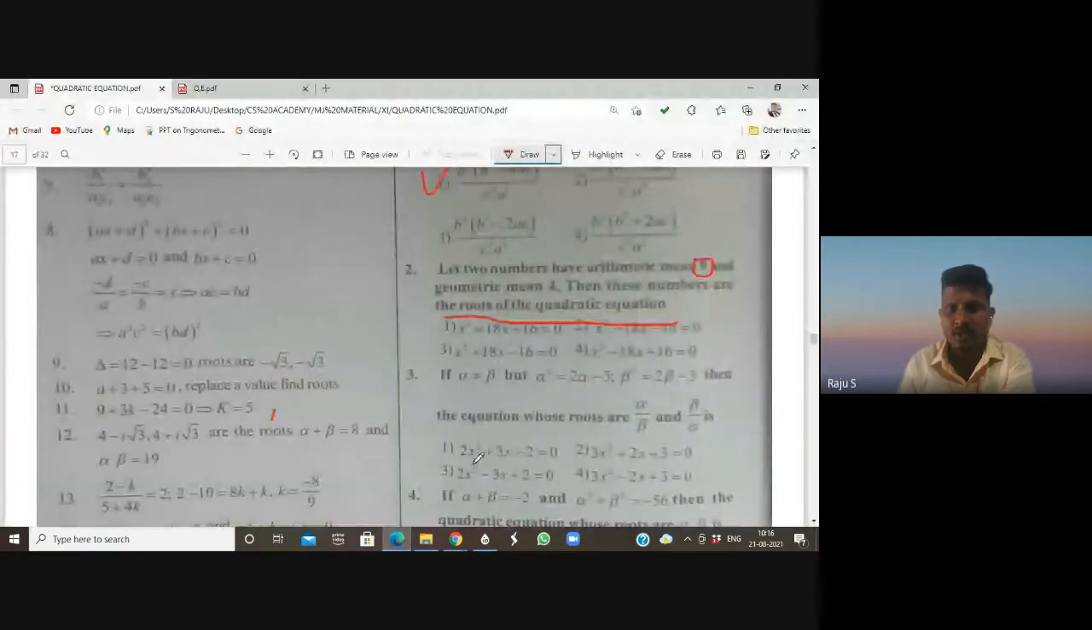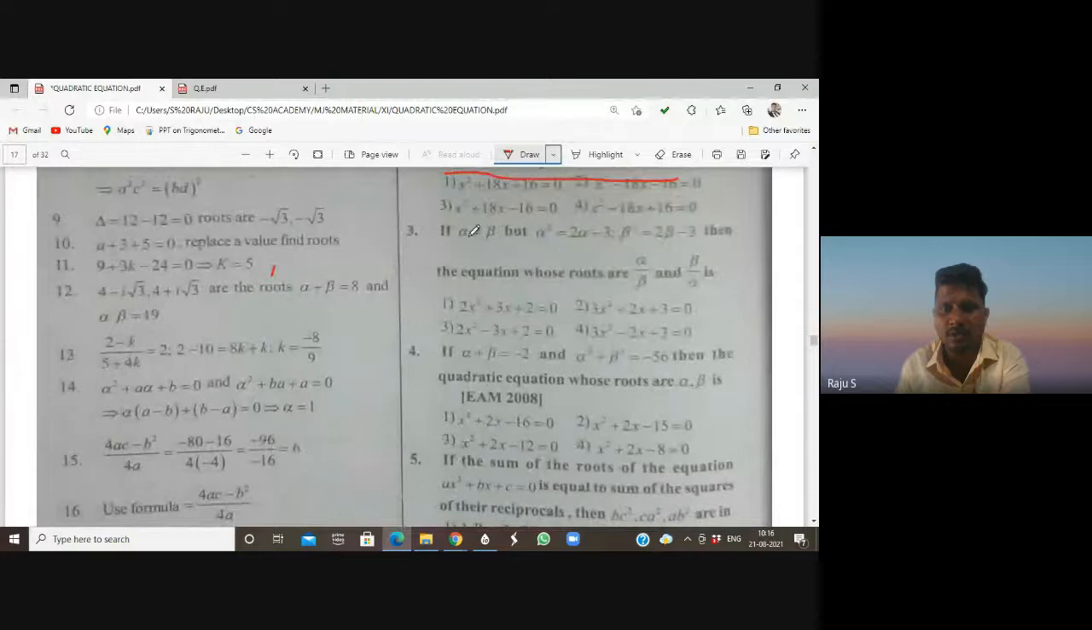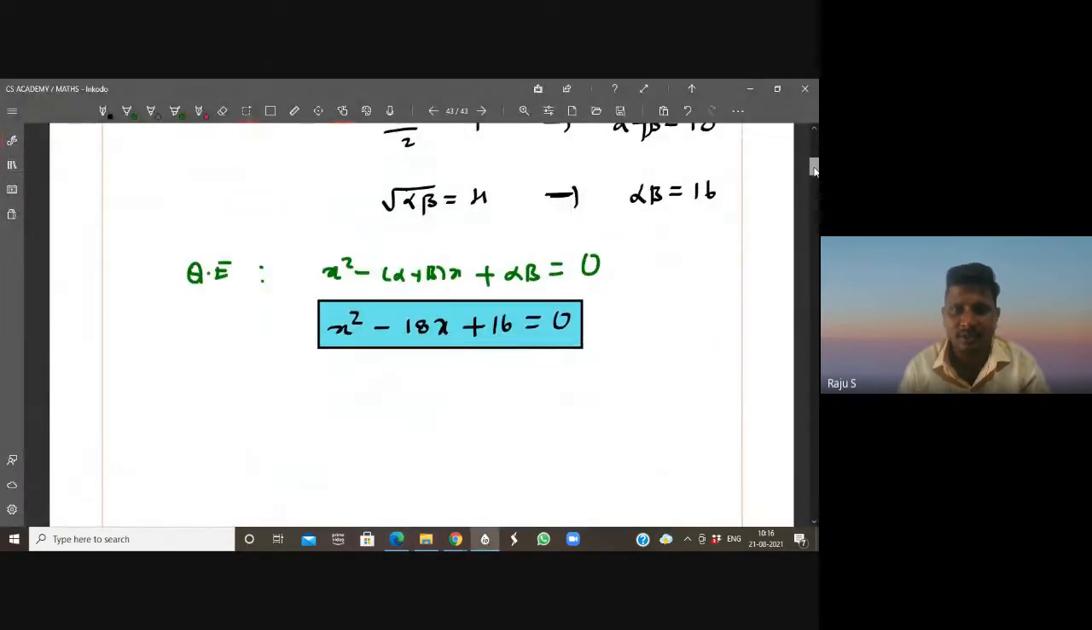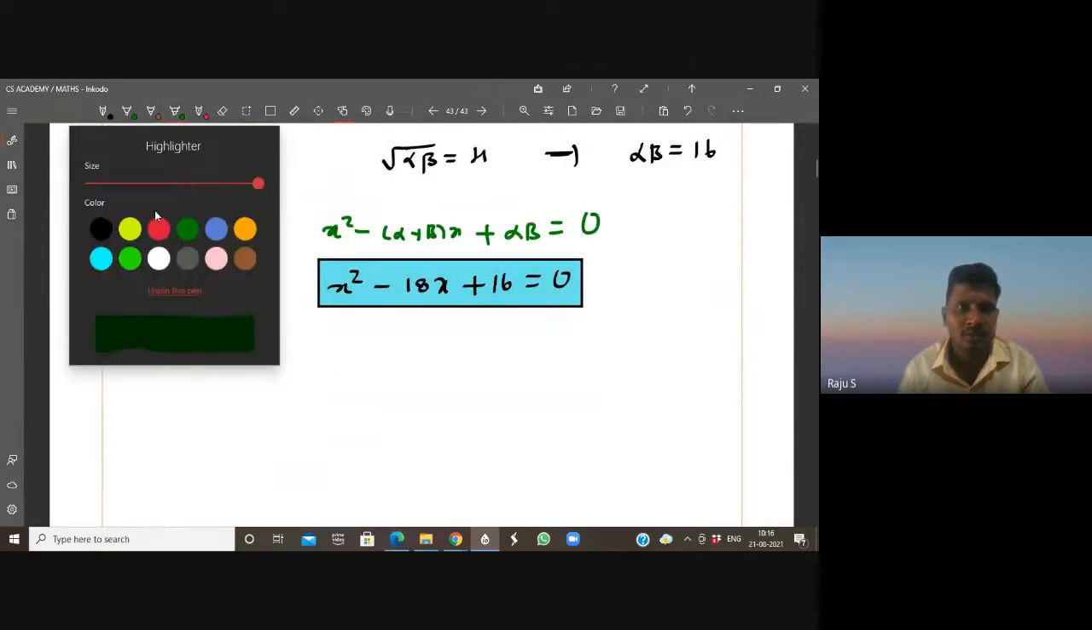Next question, try to understand all the questions here. Alpha not equal to beta, nothing but two different roots. Alpha square is equal to 2 alpha minus 3 and beta square is equal to 2 beta minus 3. Then find the equation whose roots are alpha by beta, beta by alpha. Okay, students, is the question clear?